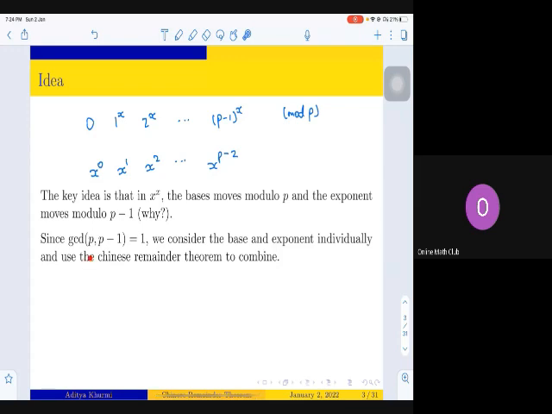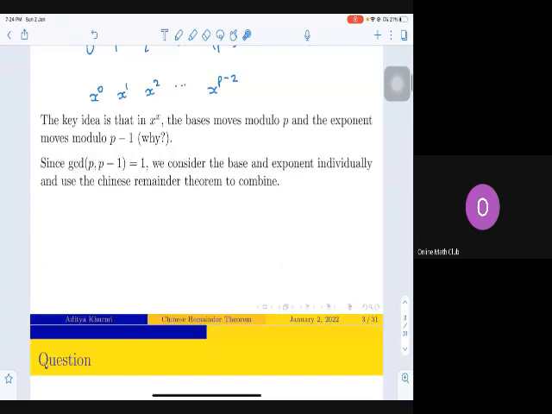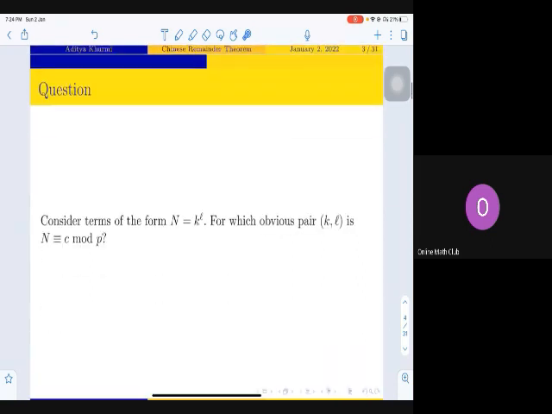Because GCD of p and p minus 1 is 1, we can deal with the exponent and the base individually and hope that we can combine them using the Chinese remainder theorem. So that's the idea.